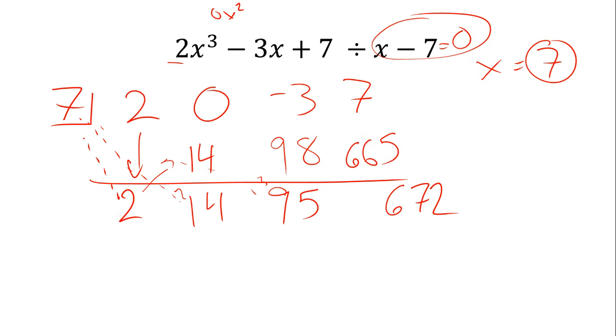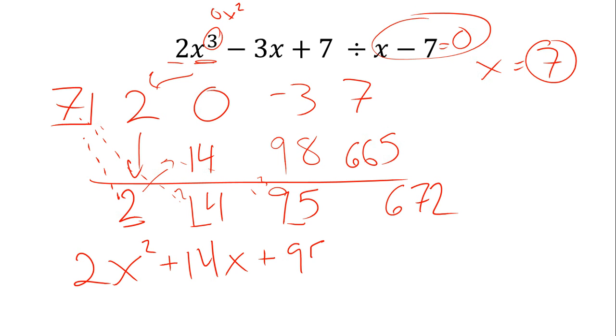Now, what happens here is that we start with an x cubed here. You are going to lower the power by 1 to start. So the first one's going to be 1 less power, x squared. And these are your coefficients. And you just work down. 2x squared plus 14x plus 95. Okay? And the last number is your remainder. So a remainder of 672.